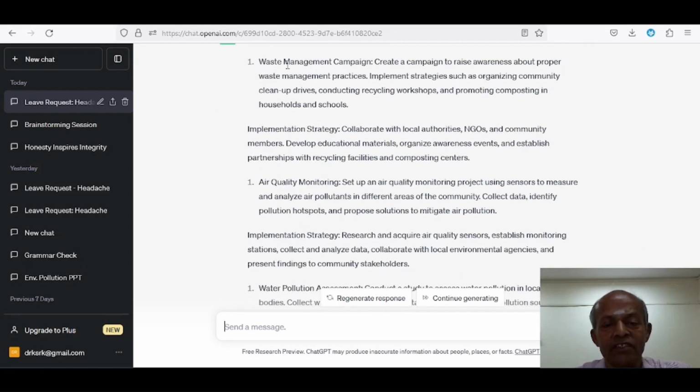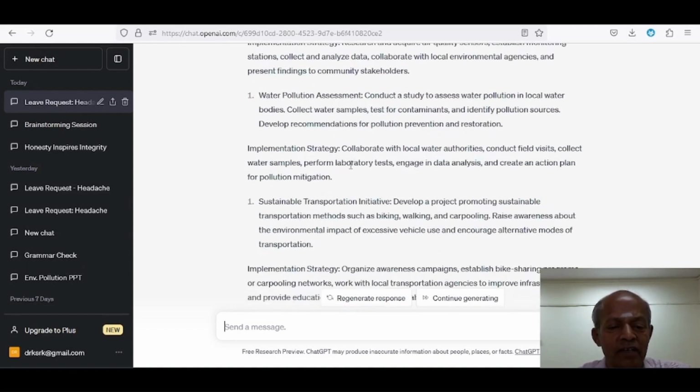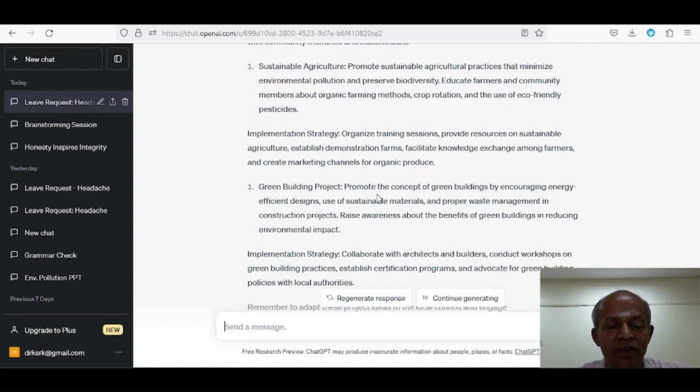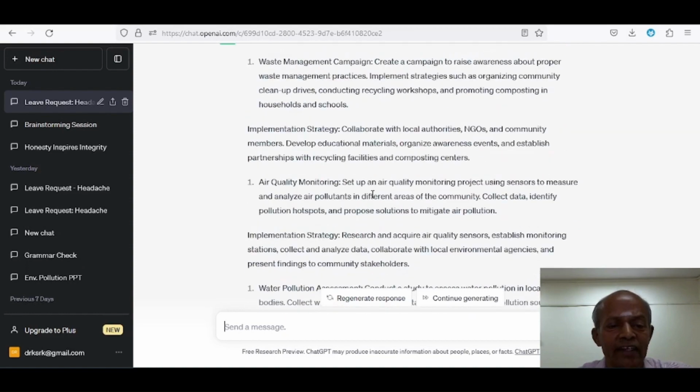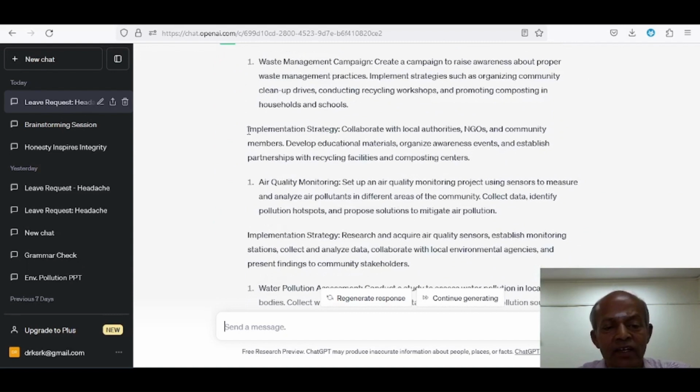The first idea, wastewater management campaign; the second one, air quality monitoring and water pollution assessment; and sustainable transportation initiative. Like that, it has given 10 ideas, and the wonderful thing is that it has given the implementation strategy also. See, the first project, what is its suggestion? Collaborate with the local authority, NGO, and community members, develop educational material, organize awareness programs, etc.